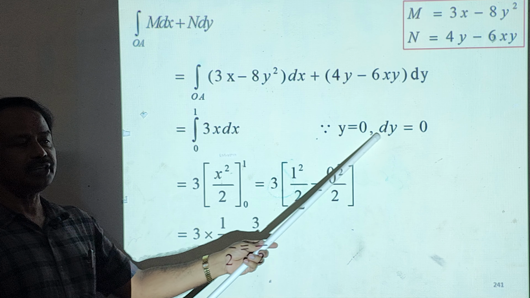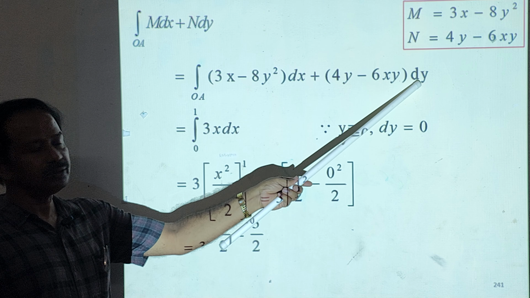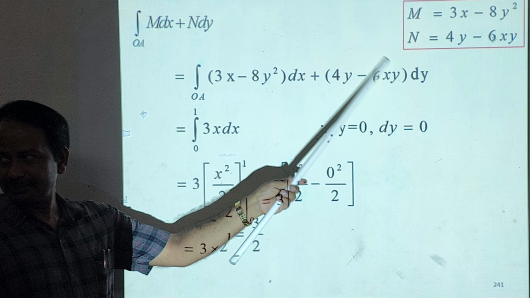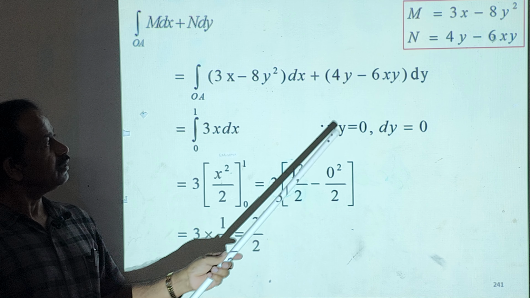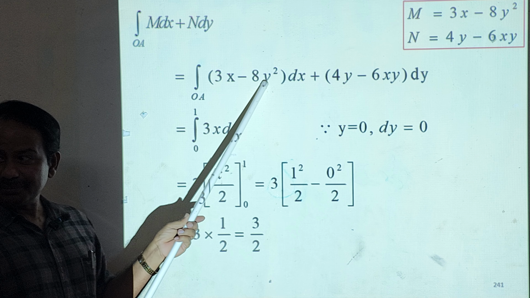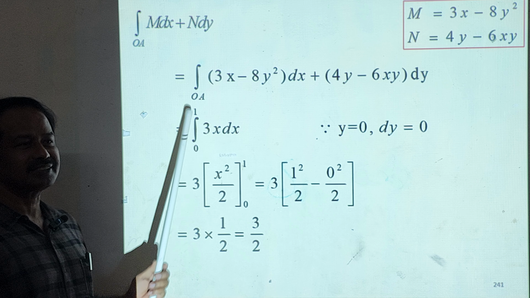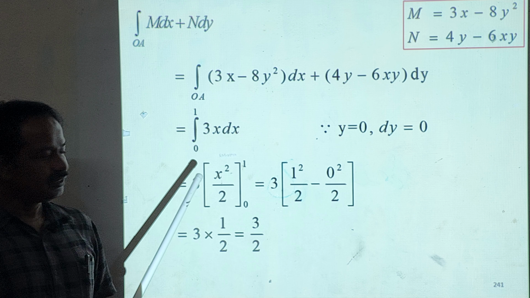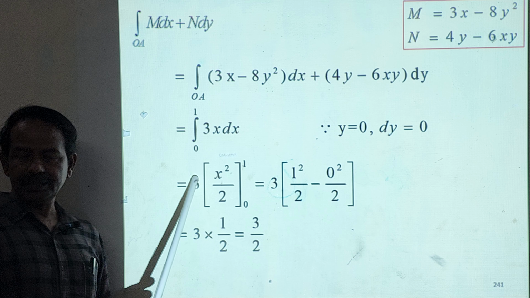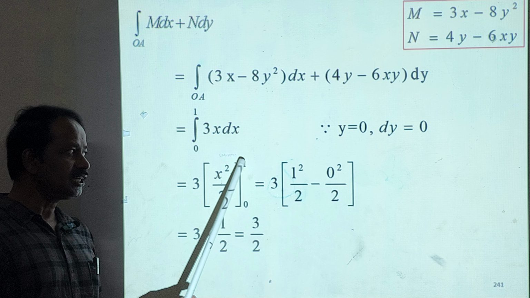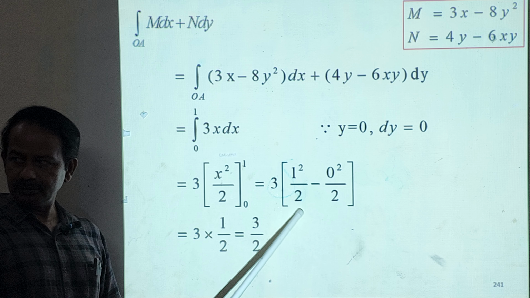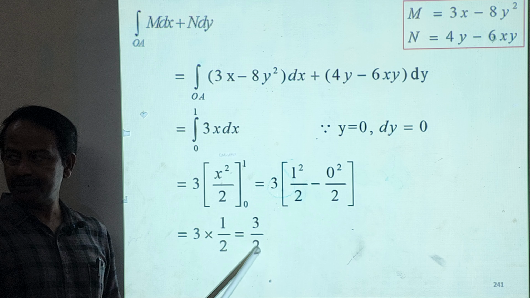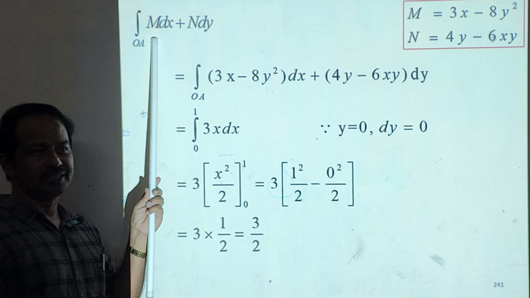So when y equal to 0, dy equal to 0. So dy equal to 0, this term will go off. When y equal to 0, this term will become 0. So we have only 3x dx. So integration will have 3x squared by 2. Substituting the upper limit will give you 3 by 2, 1 by 2 multiplied by 3 will give you 3 by 2. So we have evaluated one integral.